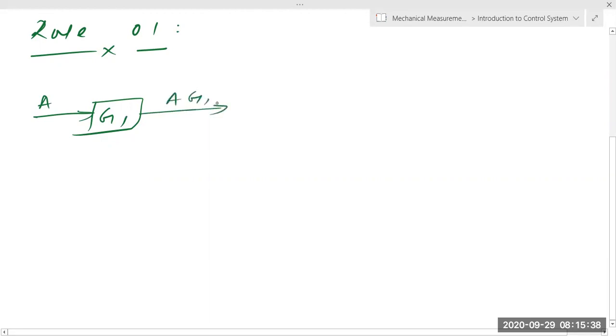Now, suppose there is another system in which this signal will be the input. This was the input and this is the output AG1. So this AG1 is the input for the second block, which has the value G2. What will come out of it is similar to A into G1. Here AG1 is the signal, so the output will be AG1 into G2. That means you can convert these two blocks into a single block.